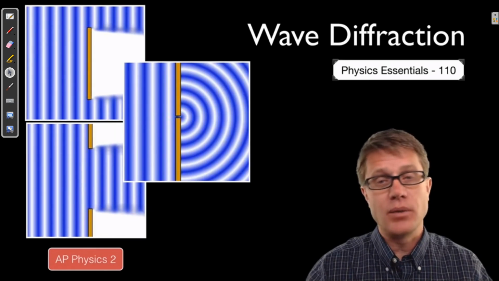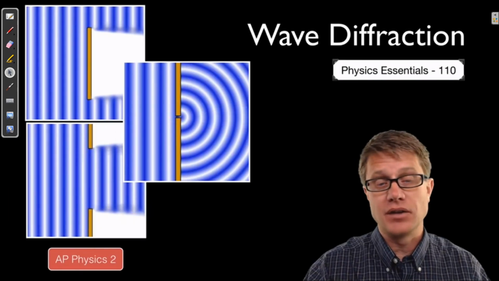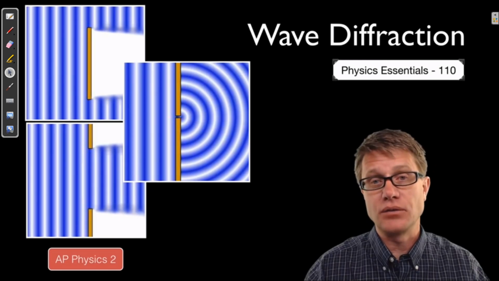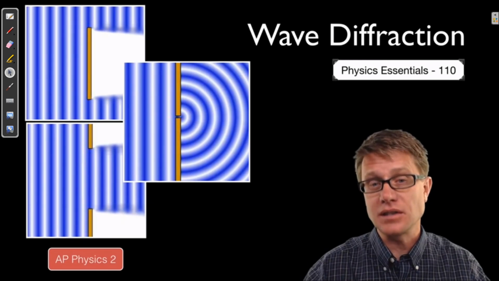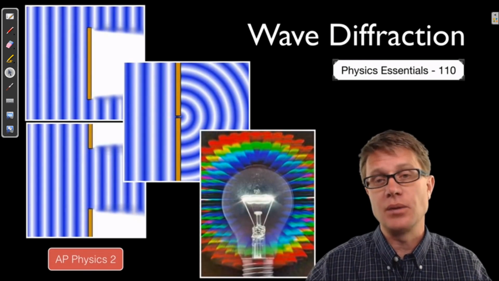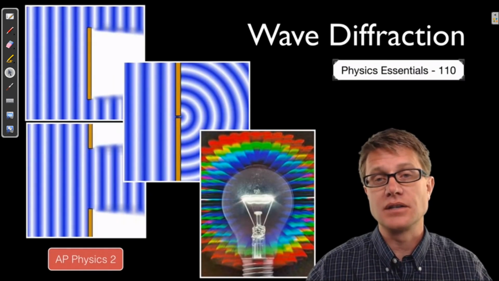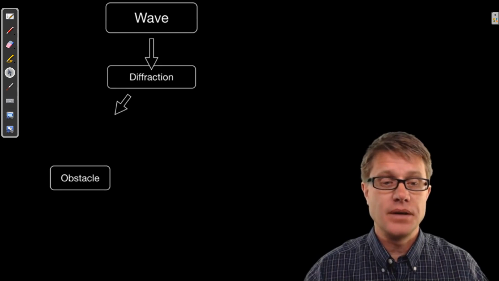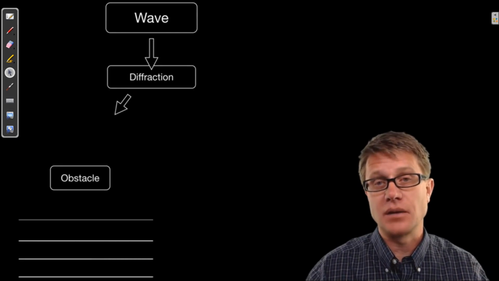Now, wave diffraction is going to occur if we have an opening for water waves like this, but all waves can be diffracted, even light. So if we put diffraction grating, small slits, we can actually diffract light and break it into its different constituent parts. And so wave diffraction occurs when we have either an obstacle or we have some kind of an opening.